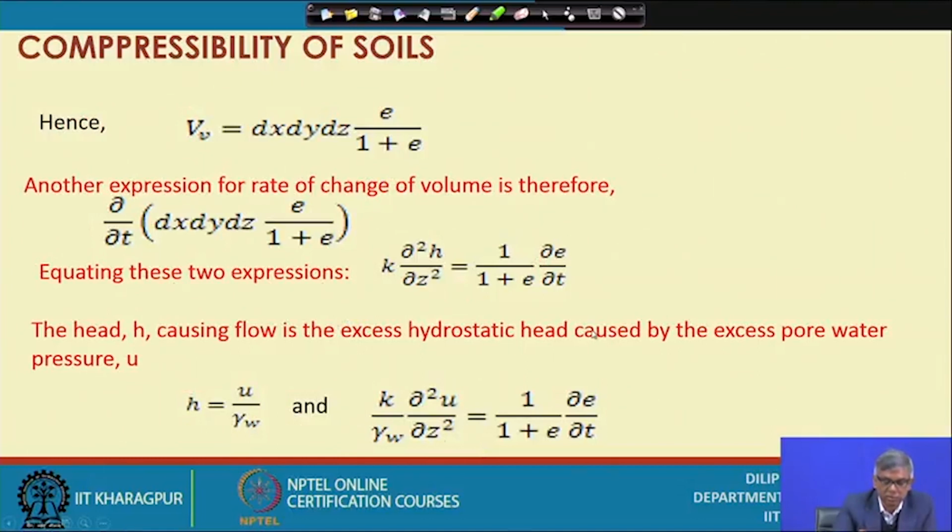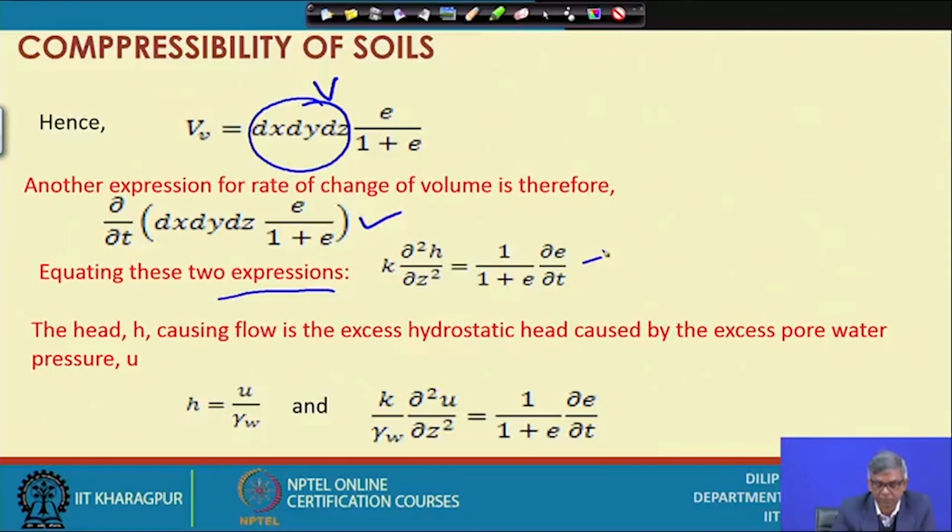You can see from the previous expression Vv by V equal to e by 1 plus e. So, Vv will be V into e by 1 plus e. Another expression for rate of change of volume is therefore del by del t, with dx dy, and this is another expression for volume change. Equating these two expressions, we get k del 2h by del z square equal to 1 by 1 plus e del e by del t.